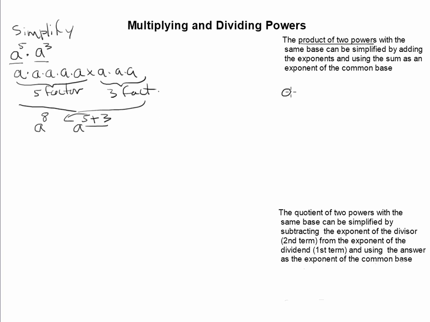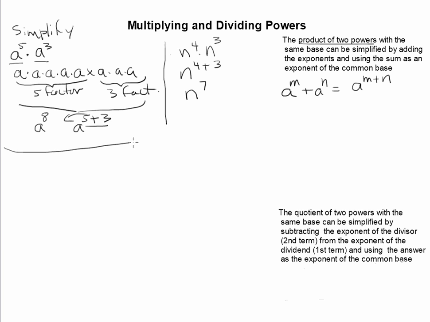So where we're going to use literal coefficients, letters, we could express this like so. a to the m times a to the n equals a to the m plus n, where in this case the m was 5 and the n was 3. Okay, let's look, just very quickly, at another scenario here. n to the fourth times n to the third, and we would express it and show it like so. 4 plus 3, n to the seventh. Pretty straightforward. Now, let's look at dividing, and we're going to look at what's called the quotient of two powers.